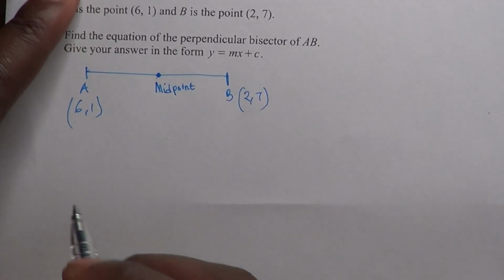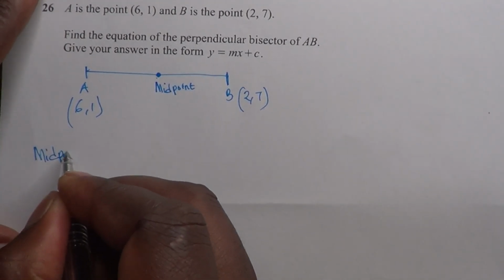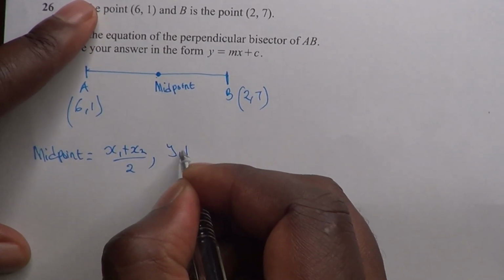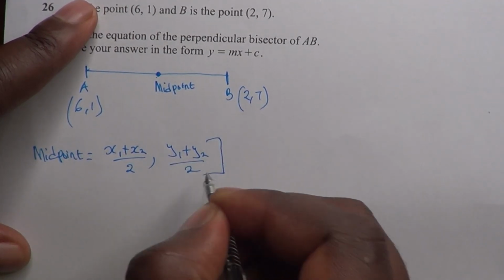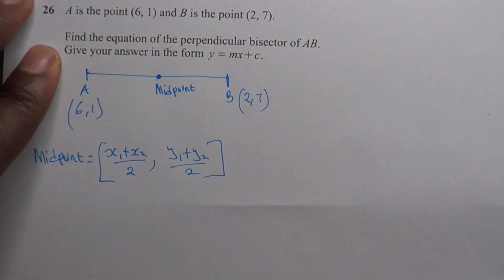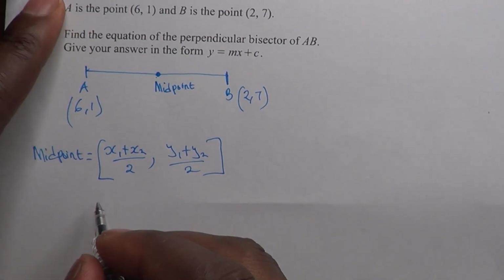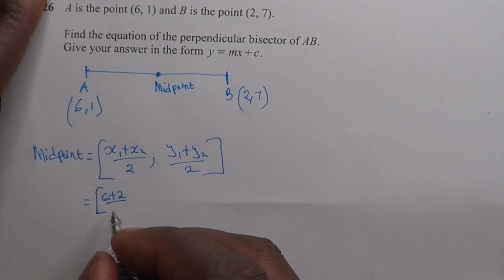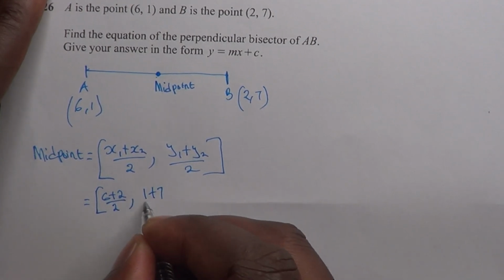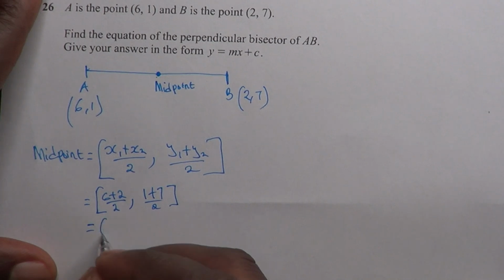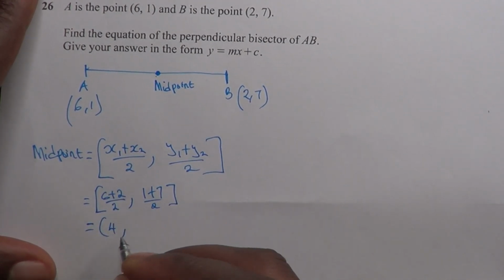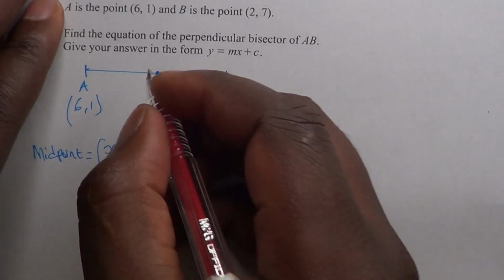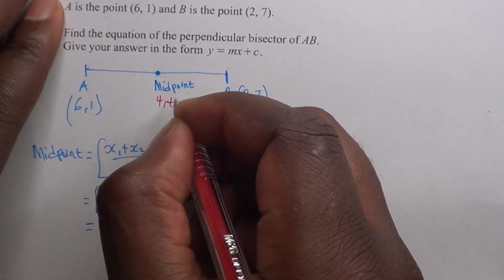To get the midpoint, it will be x1 plus x2 over 2, y1 plus y2 over 2. So it will be 6 plus 2 over 2, 1 plus 7 over 2. 6 plus 2 is 8, divided by 2 is 4. 1 plus 7 is 8, divided by 2 is 4. Now the midpoint here is 4, 4.